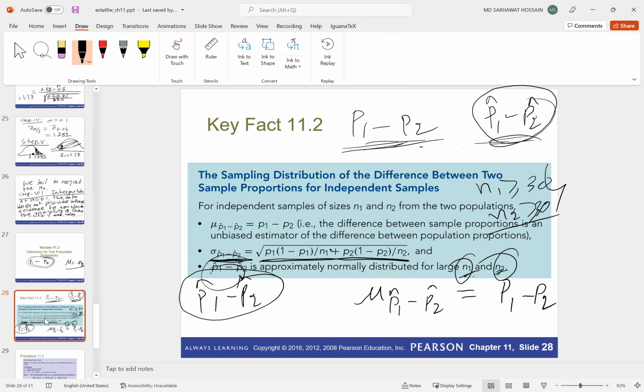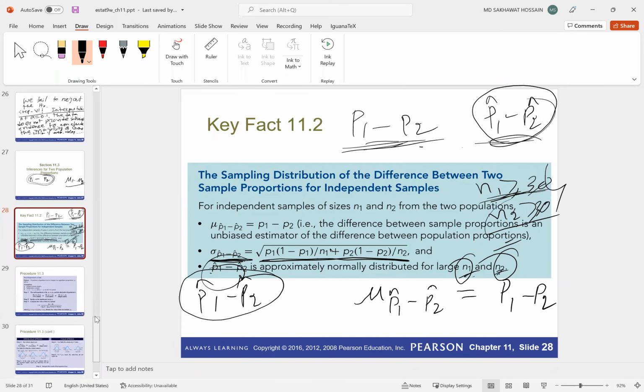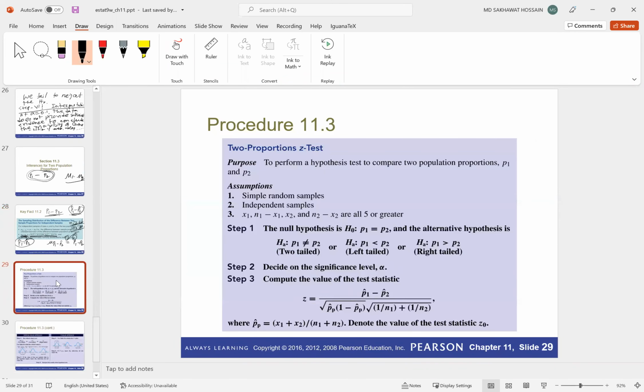Usually it also depends on the problem, so it varies from problem to problem. But usually we consider N greater than or equal to 30 as large. So N1 should be greater than or equal to 30, and N2 should also be greater than or equal to 30. The purpose is to perform a hypothesis test to compare two population proportions, P1 and P2.